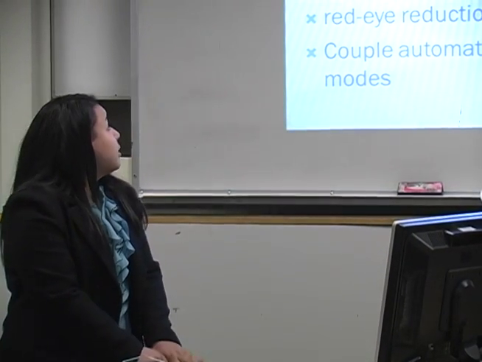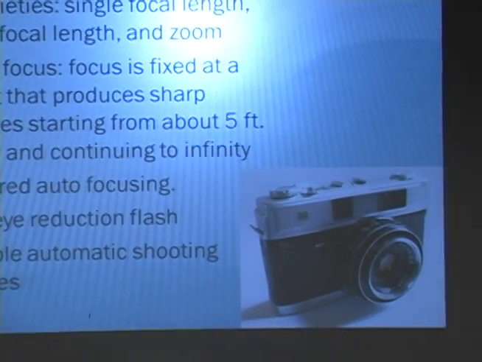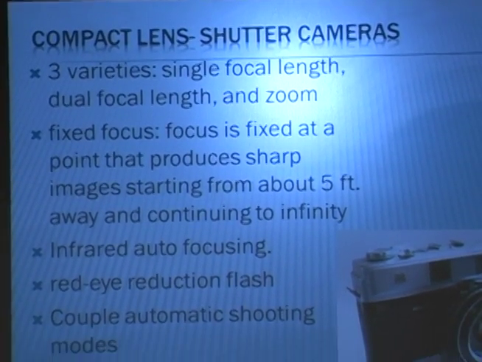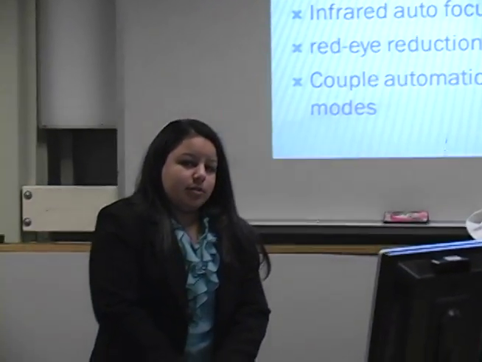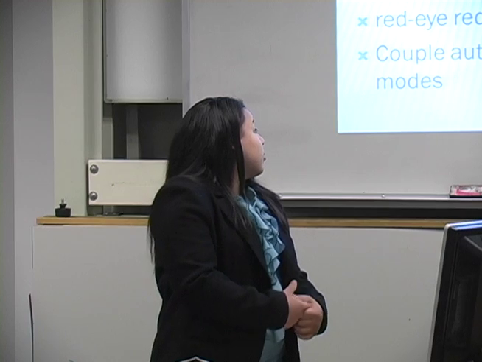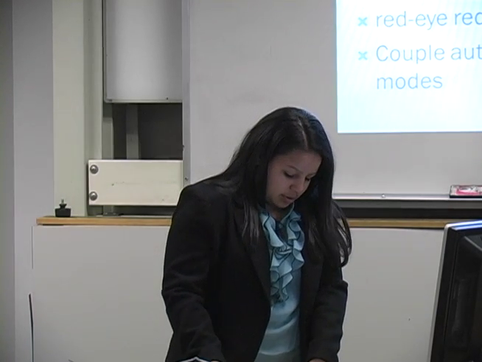Next is the compact lens shutter camera, which comes in three different varieties: single focus, dual focus, and zoom. The fixed focus is a focus at a point that produces a sharp image starting from about 5 feet away and can continue to infinity and beyond. It has infrared autofocus, red eye reduction, and a couple of automatic shooting modes.